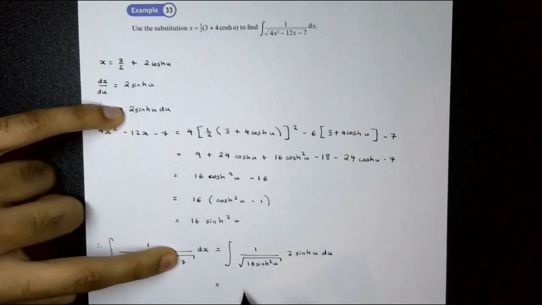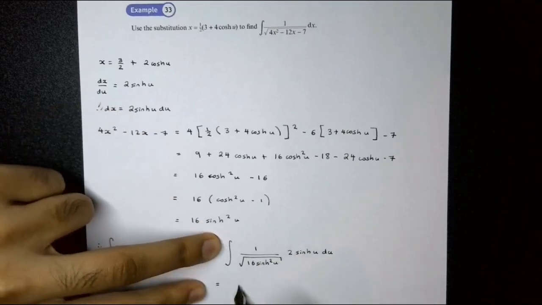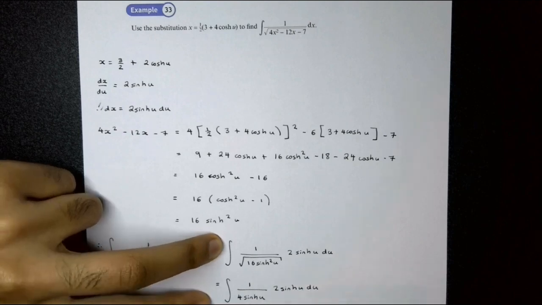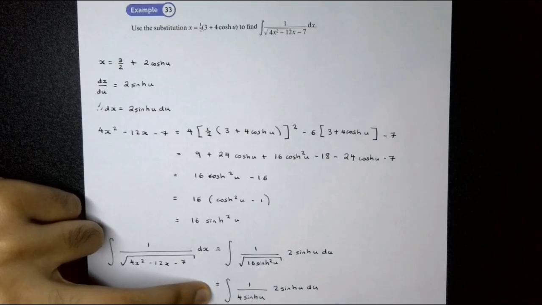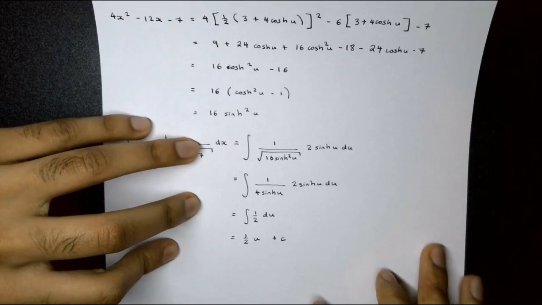And if we tidy all this up, you can see here we've got the integral of 1 over 4 times by hyperbolic sine of u times by 2 times by hyperbolic sine of u du. So what we'll end up with is the integral of 1/2 with respect to u, which is 1/2 u plus c.